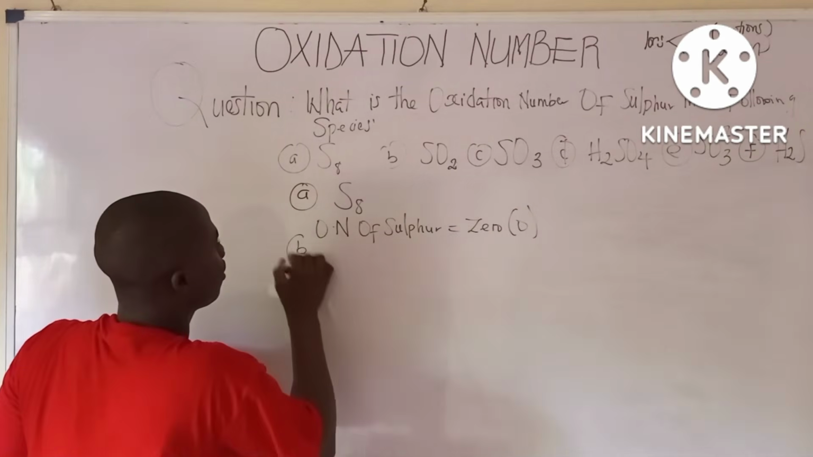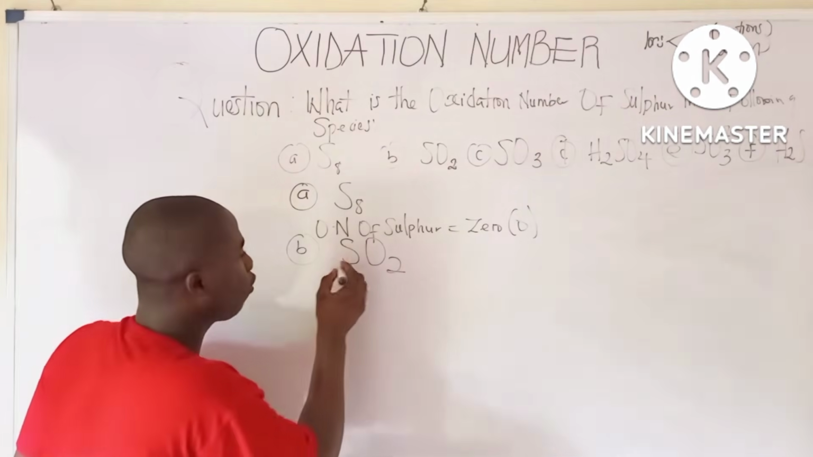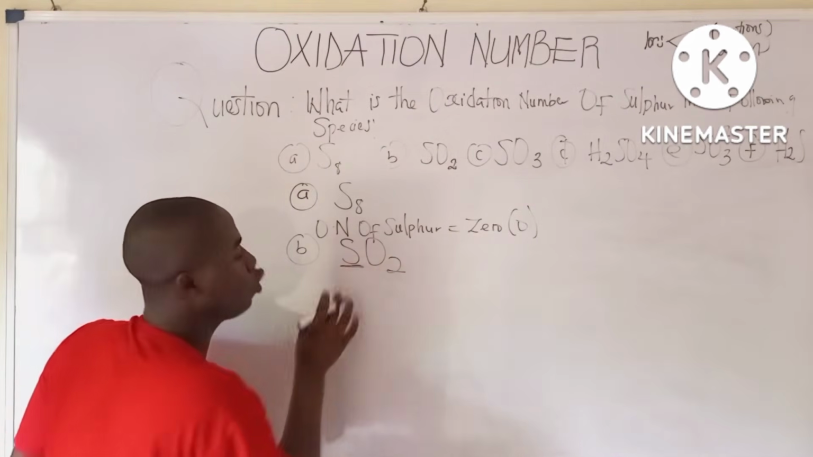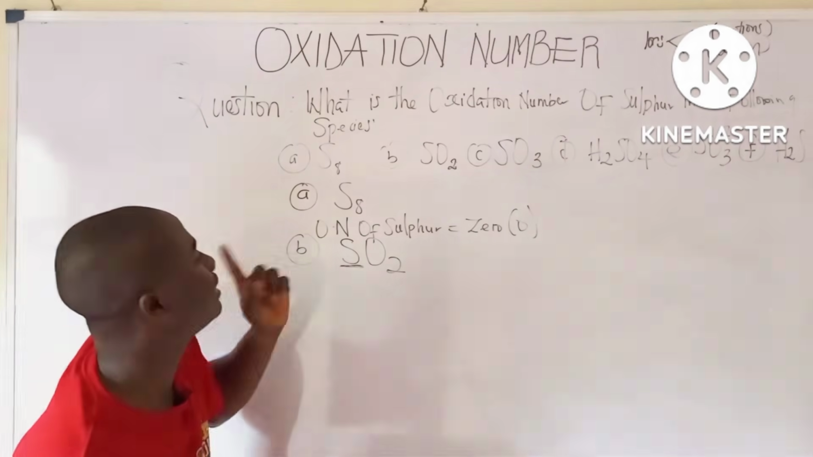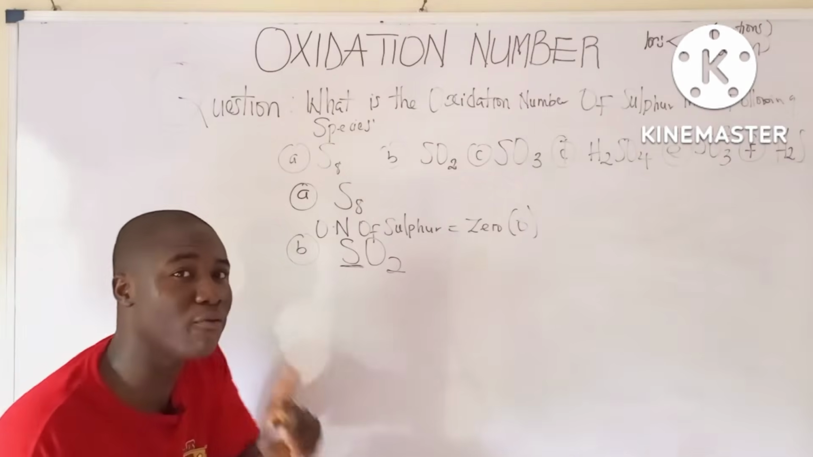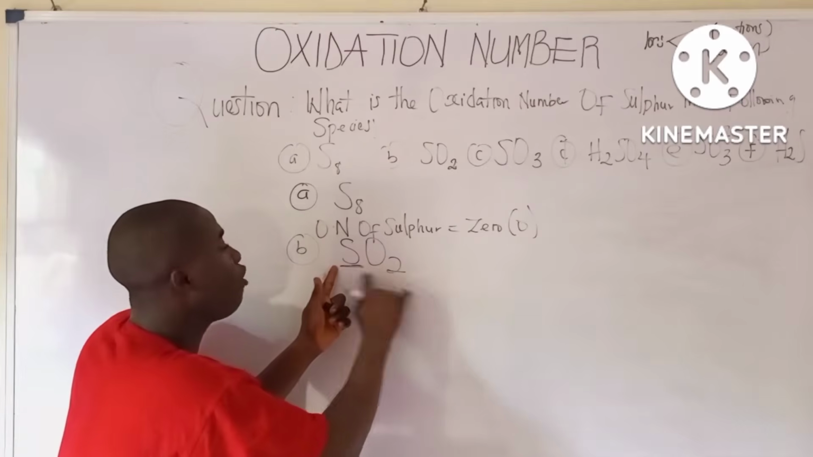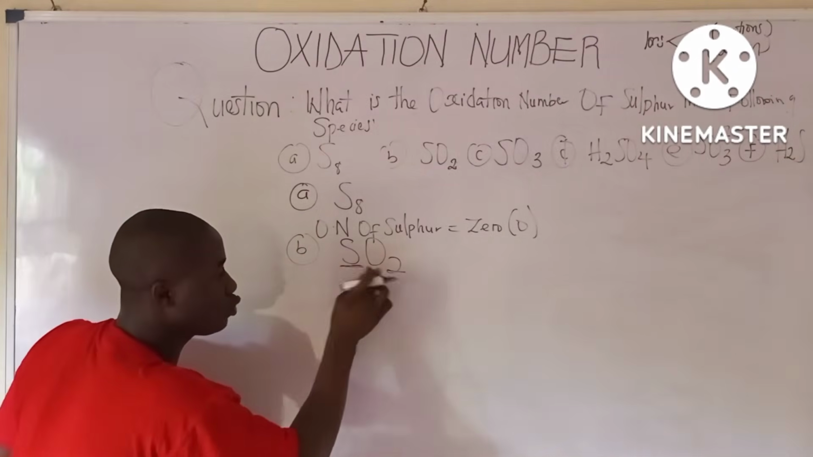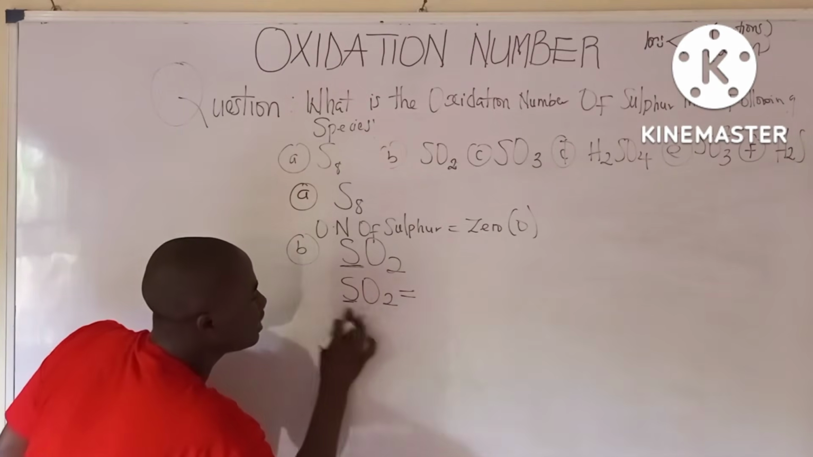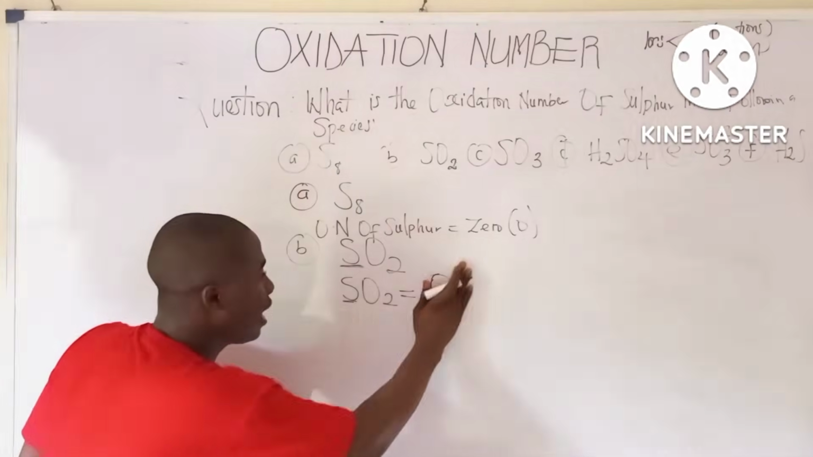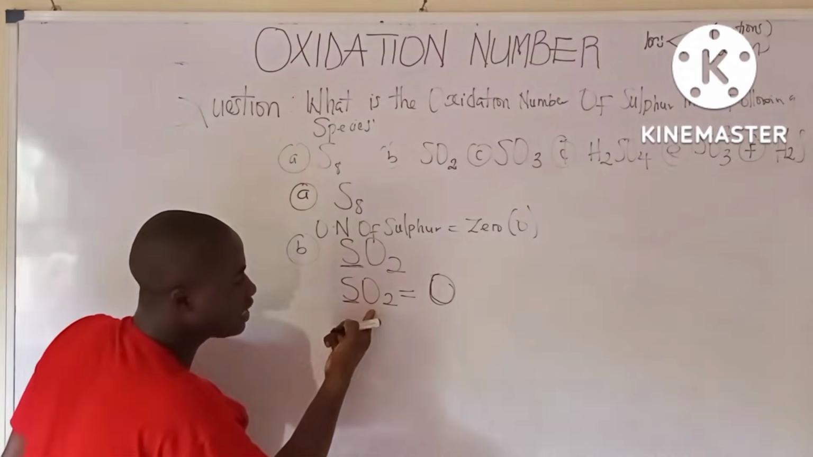For B, this is a compound, SO2. Recall, the question asks us to determine the oxidation number of sulfur. So this is what we are looking for. There is a rule I said that the algebraic sum of all elements in a given compound is 0. So this is what I should write next. For SO2, we are looking for sulfur. The algebraic sum of all elements in this compound is 0. So we can have an equation so we can solve. This is sulfur which we are looking for, and this is oxygen.